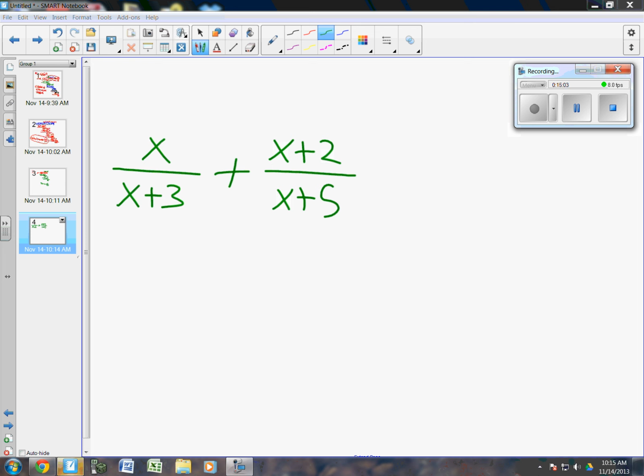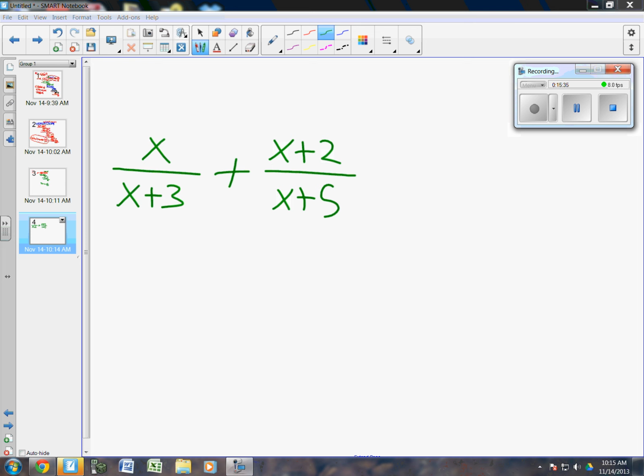What is a rational expression? Say that again. Okay, that would be a rational number. So it has a repeating decimal. This is used a little bit differently. A rational expression like x over x plus 3 is a rational expression, and x plus 2 over x plus 5 is a rational expression. Now we're going to add these two rational expressions together.